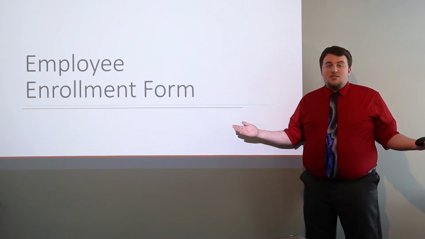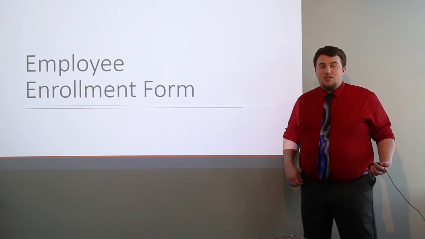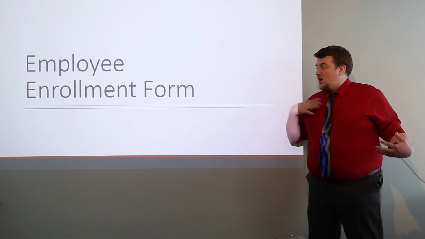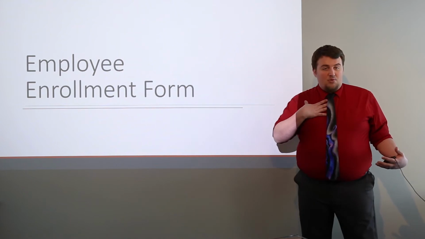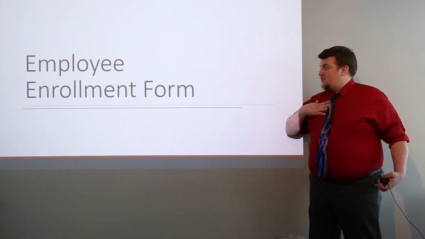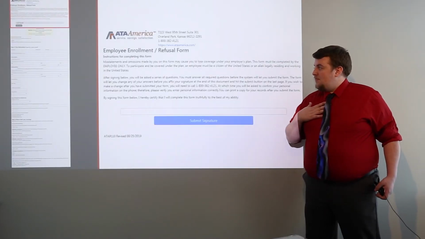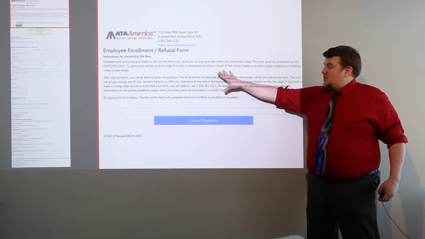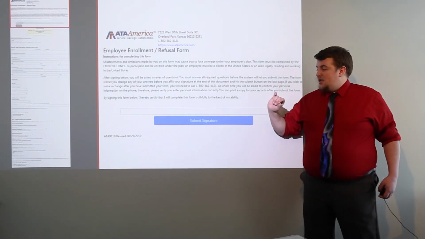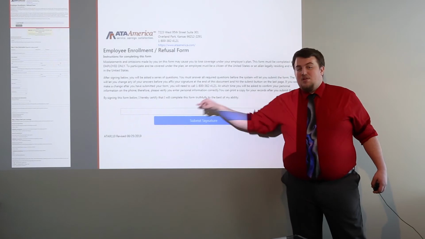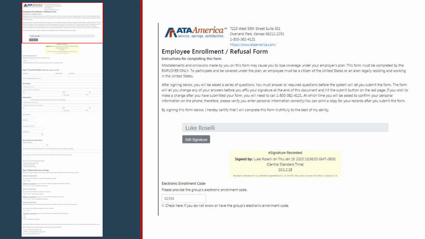Now we're all done setting up the request for electronic enrollment form, and now I'm going to pretend to be an employee filling out this enrollment form. First, we're going to start here by saying I am going to be the one filling out this enrollment form. I'm going to start putting my name here and submit the signature. This is a new feature for our enrollment forms.